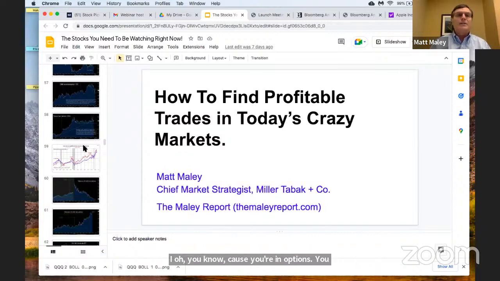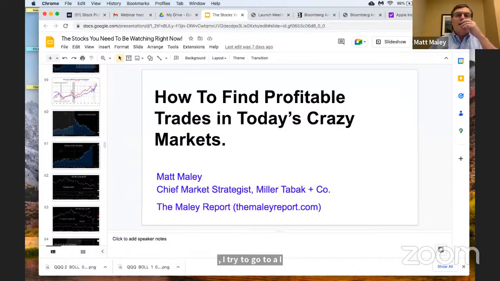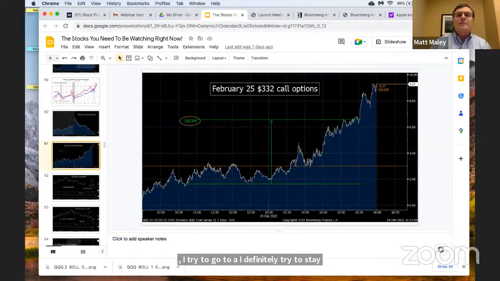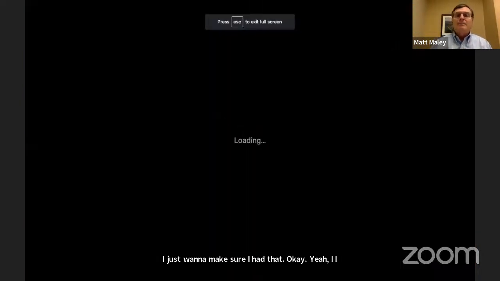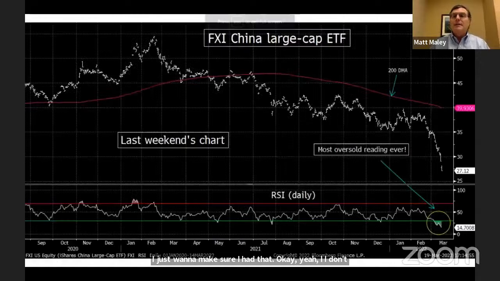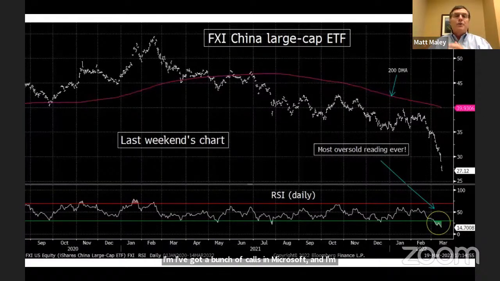Again, like I said, I definitely try to stay with this: I don't go to any more than 10% of my portfolio at any given time in any one trade. Sometimes you have related trades. You say, well, I've got a bunch of calls in Microsoft, and I'm also long QQQ calls, and I'm also long Apple calls. Well, that's basically all the same trade for all practical purposes, so you don't want too much of that in one big thing. That's one thing that we try to do.